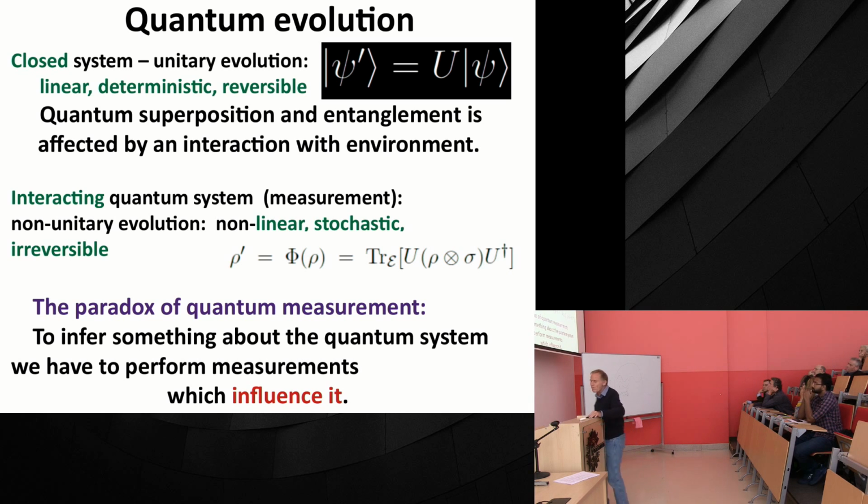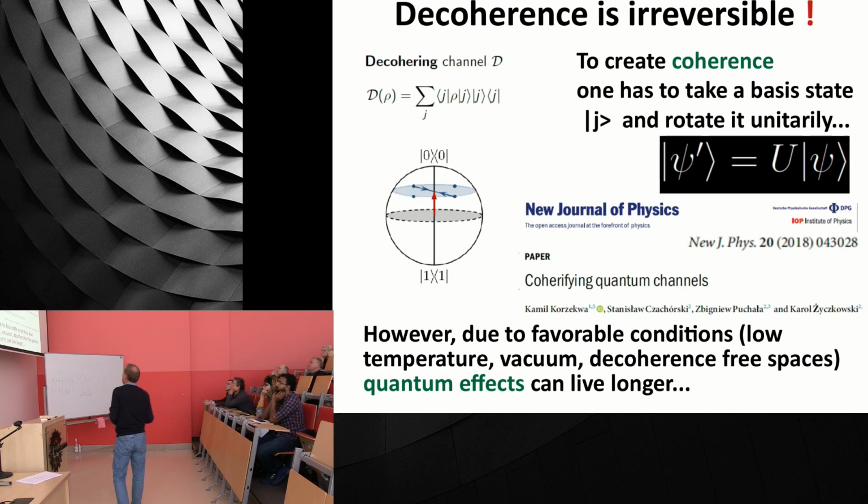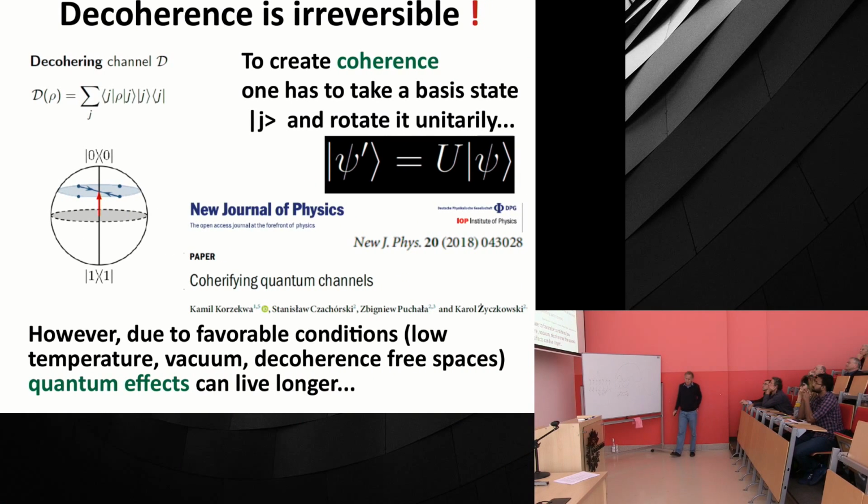So the paradox of quantum measurement is that to infer something about the quantum system, we have to perform measurements. And those measurements, in short, change the system, they influence the system. So decoherence is irreversible, and this is kind of bad news.